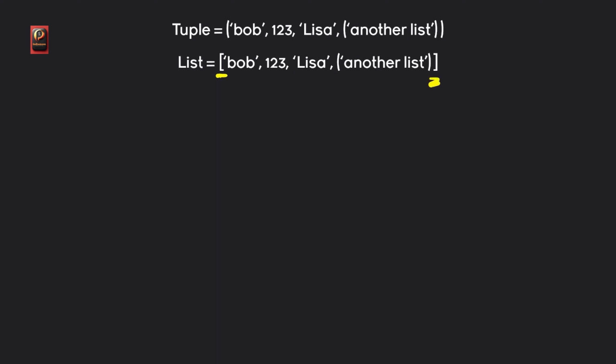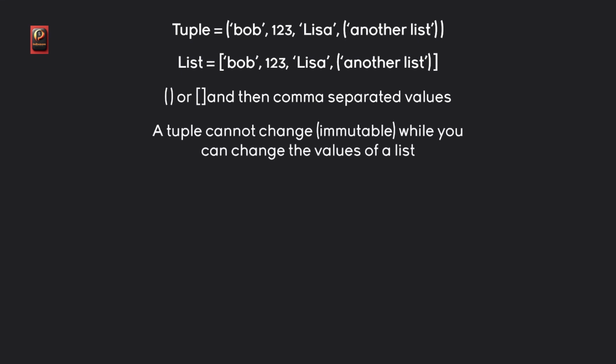Next up, we have a list, which looks very similar compared to a tuple. The only major difference, at least for now, is that we are using square brackets instead of round ones. Other than that, we are still adding individual values separated by a comma, and that's all you need. To summarize, a tuple or a list is created with parentheses or square brackets, and then you have comma-separated values.